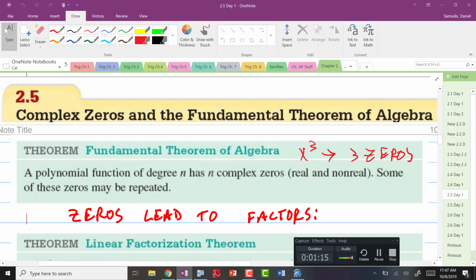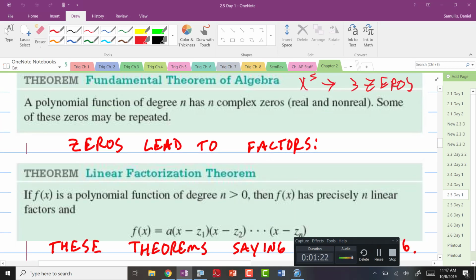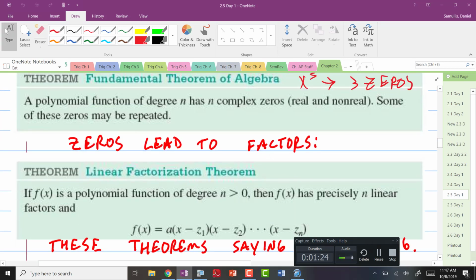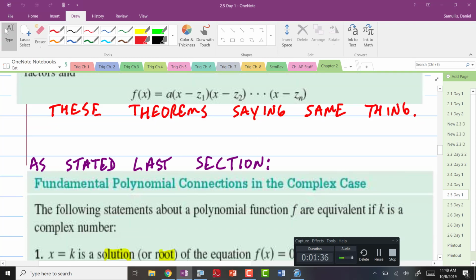Some of us need work on that. If you can't FOIL, you can't factor, right? And then this is the same thing, the linear factorization theorem. It's the same thing as the fundamental theorem of algebra: the degree of the polynomial is equal to how many factors that polynomial can be written out as.